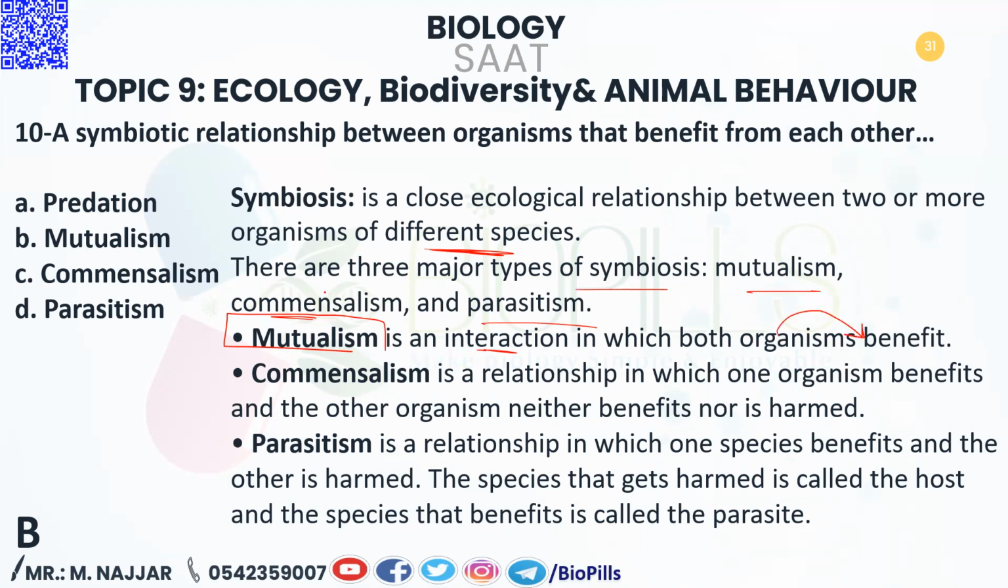Mutualism, or benefit exchange: one organism benefits and the other benefits as well, so they are exchanging the benefits. Commensalism is a symbiotic relationship in which one organism benefits and the other organism is neither benefited nor harmed, so it is win nothing. Parasitism is a relationship in which one species benefits by harming the other organism. The species that gets harmed is called the host, and the one that benefits is known as the parasite. The relation between them is known as the host-parasite relationship, which is parasitism.